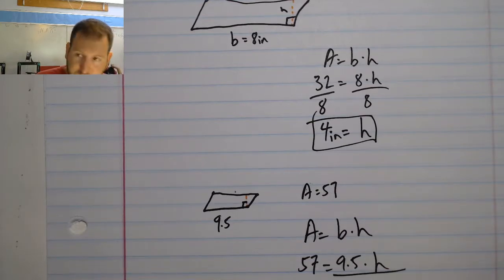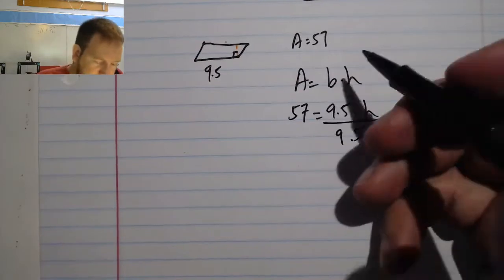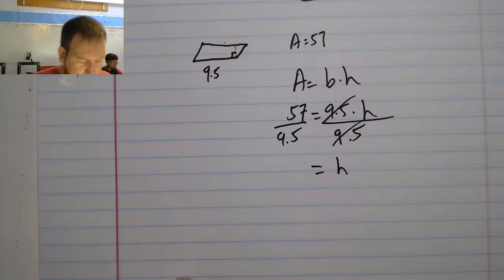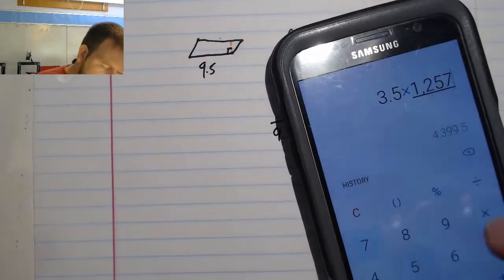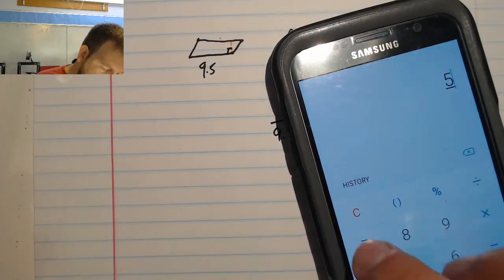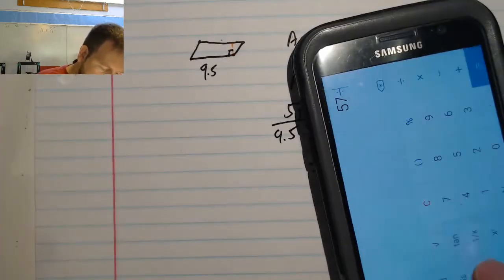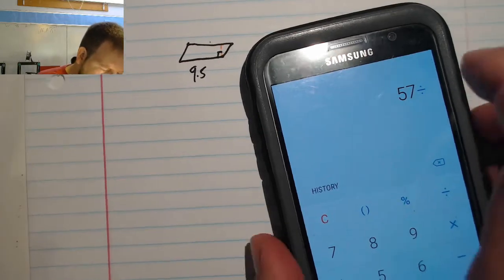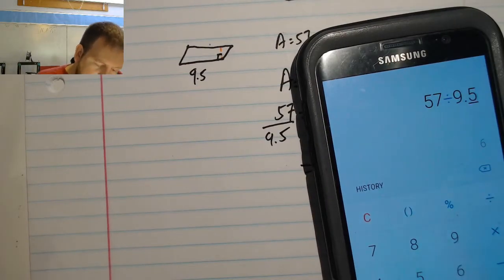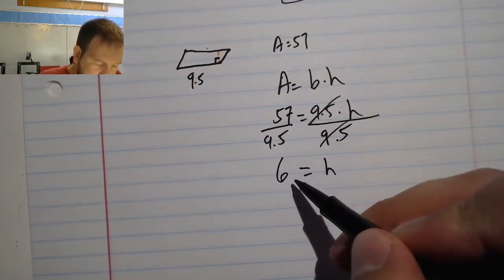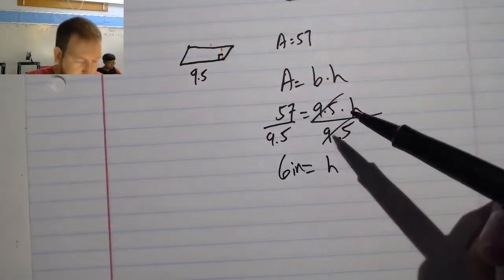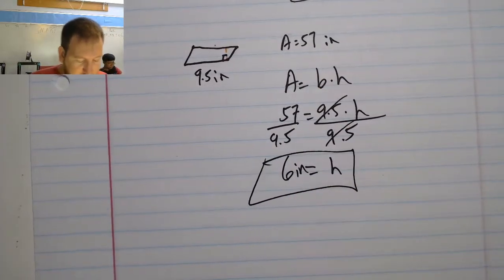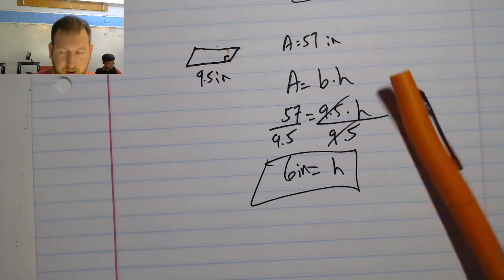Divide both sides by 9.5. And I have h equals 57 divided by 9.5. That gives me 6. And in this case, I was working with inches, I think. I forgot to label it earlier. And that's how I get it. Overall, pretty easy. I don't anticipate this being very hard. Go ahead and good luck.